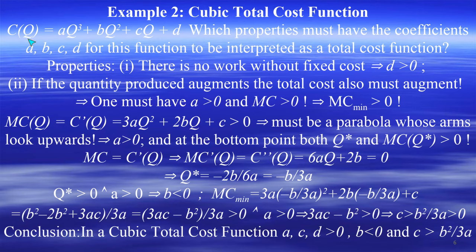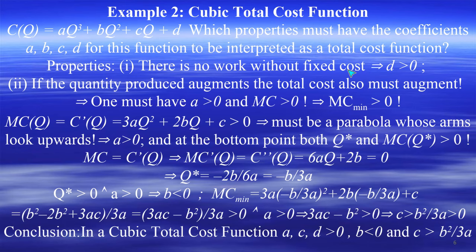Well, what particularities should the coefficients A, B, C, D have in order for this function to be interpreted as a total cost function? So we will discuss this in this example. Great. Which properties must the coefficients A, B, C, D have for this function to be interpreted as a total cost function? Very good. Well, what are the properties then? Properties? One, there is no work without fixed cost. You can do nothing without a fixed cost.